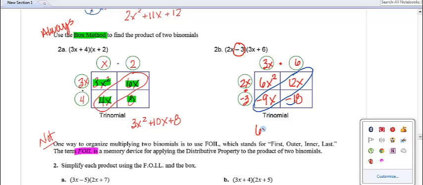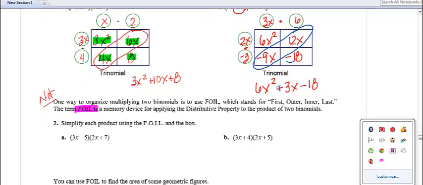So let's finish this off. It's going to be 6x squared. Combine those, so a negative 9 and a positive 12 should give me a positive 3x when I'm all done with that, and a negative 18. And again, we get another quadratic trinomial, 1, 2, 3. So that's the box method.